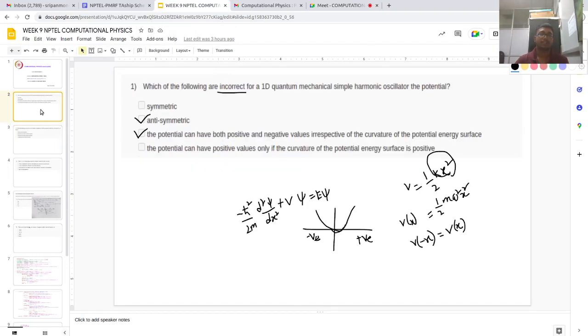So the first question was about the simple harmonic oscillator potential. So this is just an easy thing, right? Half kx square. Which are the incorrect ones? One incorrect thing is that it is antisymmetric, and the potential cannot have a negative value because this depends upon x square. So these are the two options which are correct for this question.